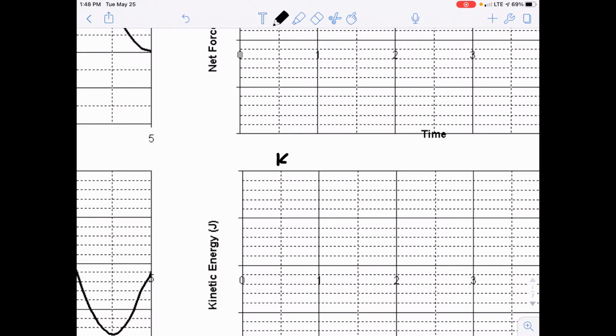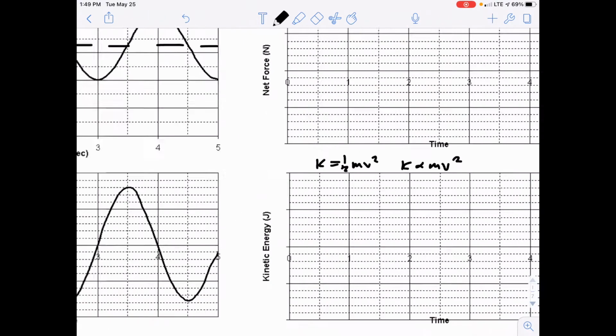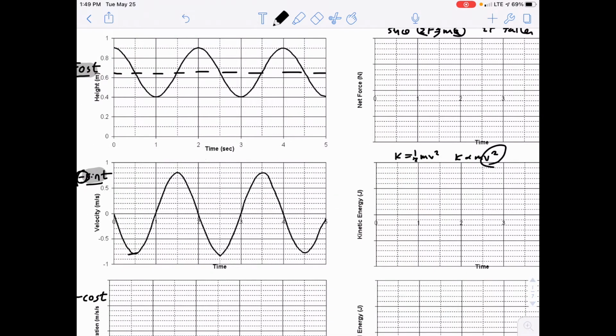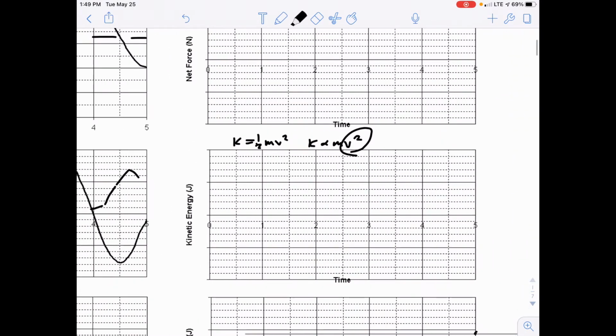Kinetic energy is equal, obviously, to 1/2 mv squared. But we can say it's proportional to simply mv squared. The fact that you're squaring velocities means that you're going to take your velocity graph, and all the portions that are negative will essentially become positive, like that, and then multiplied by the mass. So we should expect something that resembles this. Again, we'll get the details of that graph as we find the period and the amplitude of it.